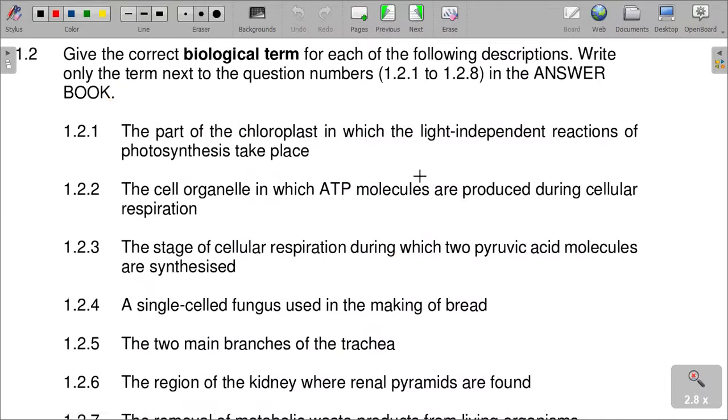Give the correct biological term for each of the following descriptions. Write only the term next to the question number. So we just need to write the answer here. Don't write the statements. We write only the correct answer, the biological term that defines the process in question.